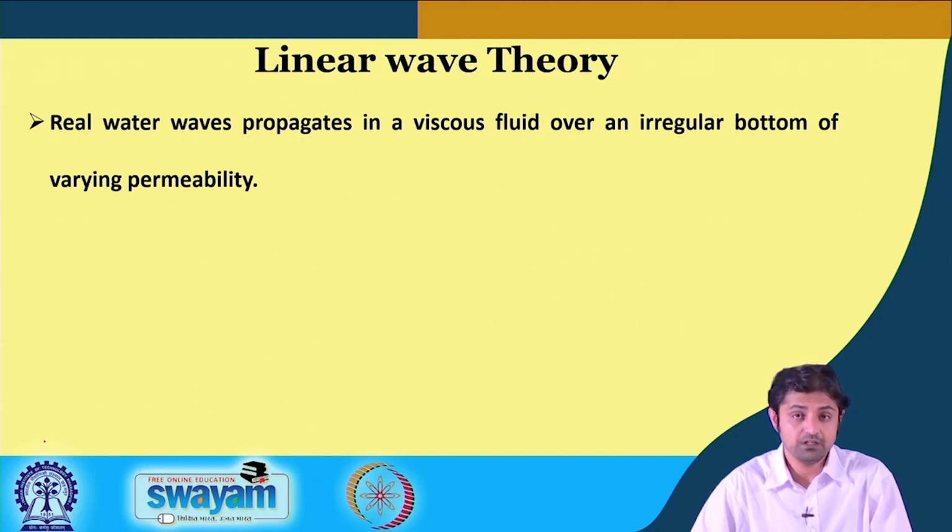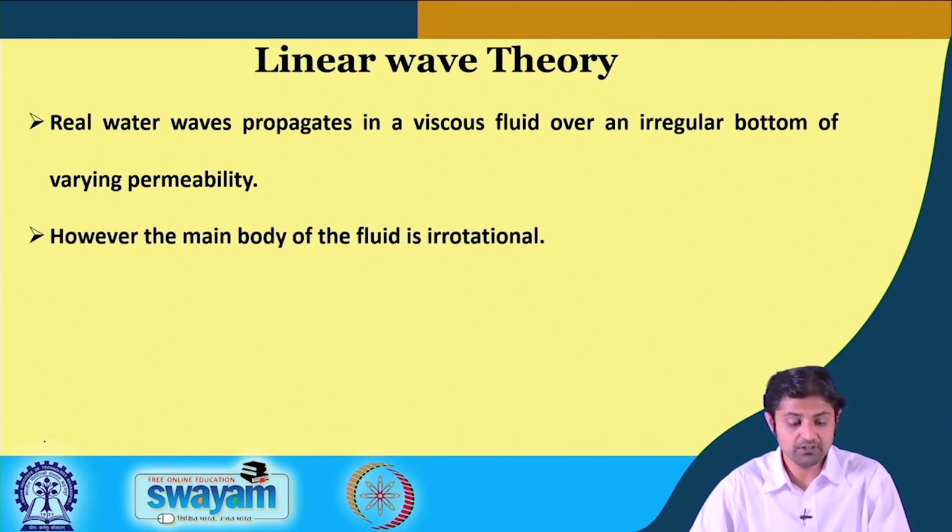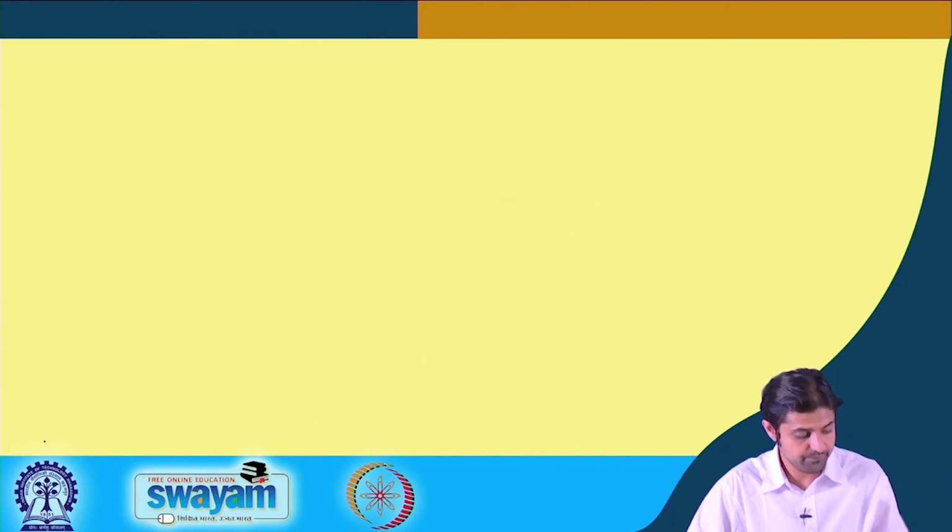The fluid in which it propagates is viscous, like water. Mostly it propagates in water, and water is a viscous fluid, and it propagates over an irregular bottom of varying permeability. All right, so that is the real case scenario. However, we assume that the main body of the fluid is irrotational, because the viscous effects, what we have learned in our laminar and turbulent and viscous fluid flow classes, are limited near to the bottom. So above that bottom part, the main body of the fluid is irrotational, right?